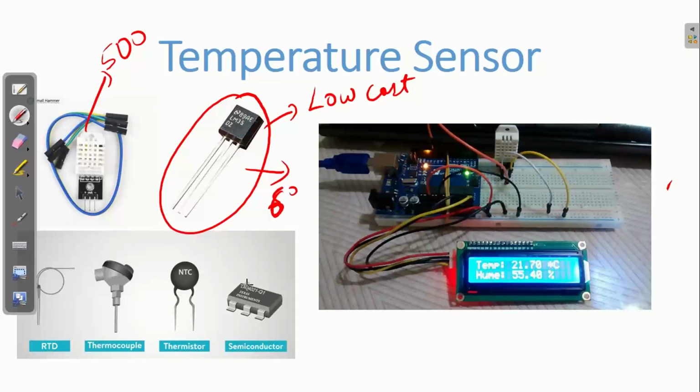Okay, so you may feel that this is looking like a transistor, but actually this is not a transistor. The technical name of this sensor is LM35. If you look carefully, if you zoom your screen, you can see LM35 written there. Clear to all of you?